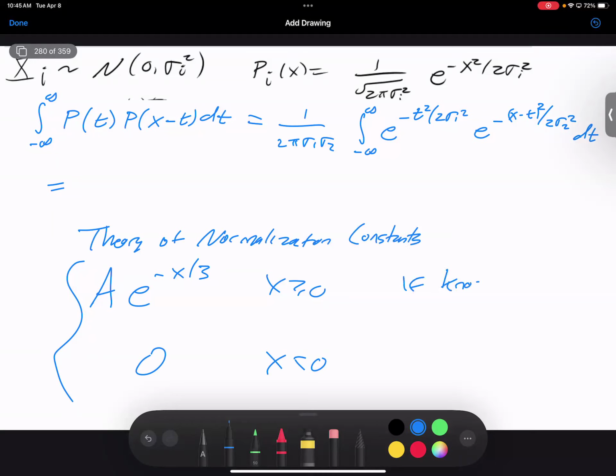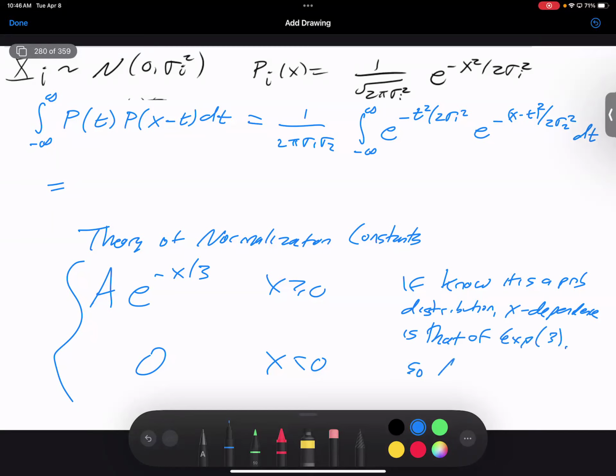If we know it is a probability distribution, the x dependence is that of an exponential with parameter 3, so a equals 1/3. We don't have to compute a. Because we know it's a probability distribution, when the dust settles, a has to be 1/3. I could compute a if I wanted to, perhaps, but there's no need.